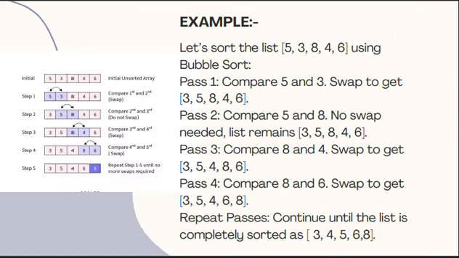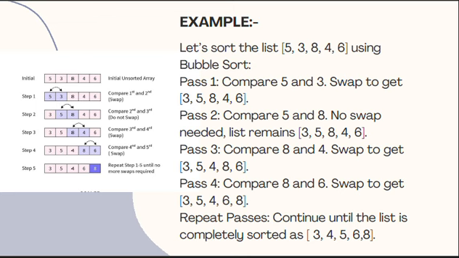Now, see an example. Let's sort the list 5, 3, 8, 4, 6 using bubble sort. Now, in the first pass, we compare 5 and 3. 5 is greater than 3, so swap them. Now, in the second pass, compare 5 and 8. Repeat this process until the list is sorted.